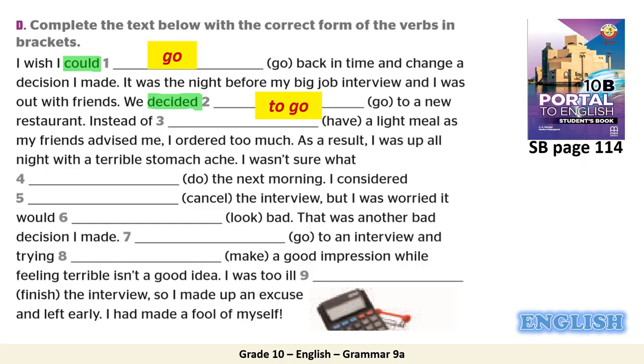Instead of, we have the verb have. After instead of, the preposition of, I have to put verb plus ing. Instead of having a light meal as my friends advised me, I ordered too much. As a result, I was up all night with a terrible stomach ache. I wasn't sure what, after what, the WH word, I have to put a full infinitive, to do. I wasn't sure what to do the next morning.